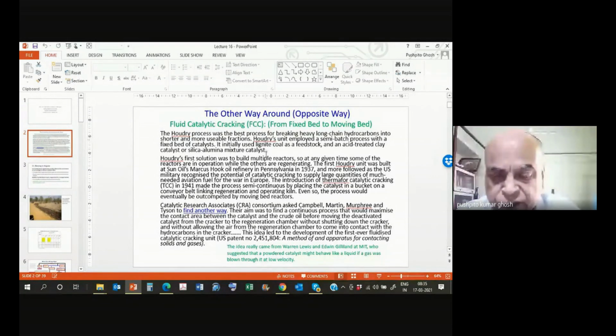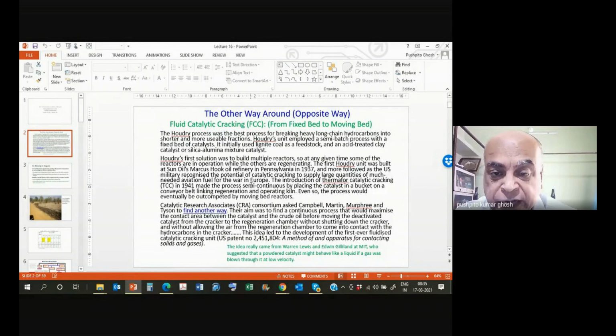And there were subsequent innovations where they took multiple reactors so that always one reactor is in the regeneration mode, and that's how they made it continuous. And later on, they put the catalyst in a bucket, so they could move the bucket. So they basically did the reaction. When the catalyst got clogged, they shifted the bucket to the regeneration unit, and then they regenerated the catalyst, and that was done. But it was an innovation, but it was a rather crude kind of innovation.